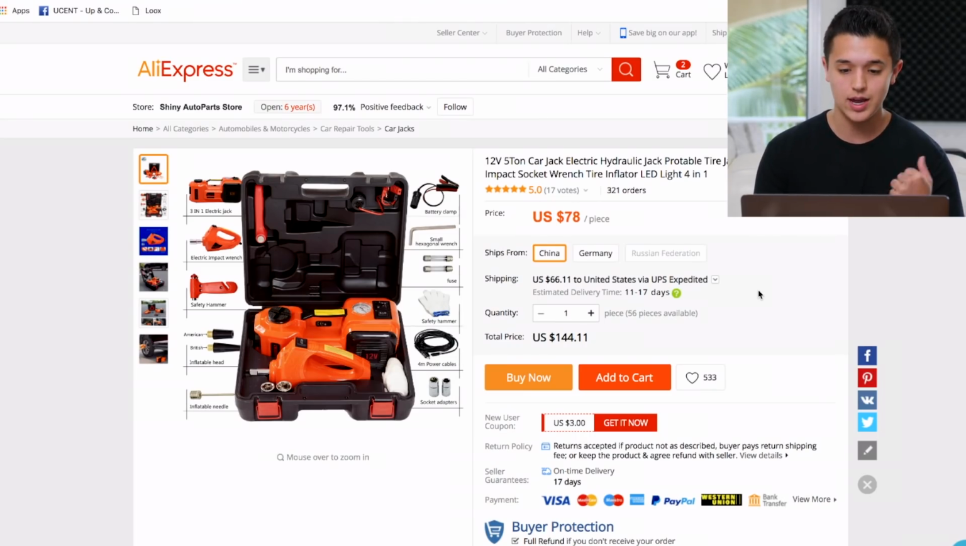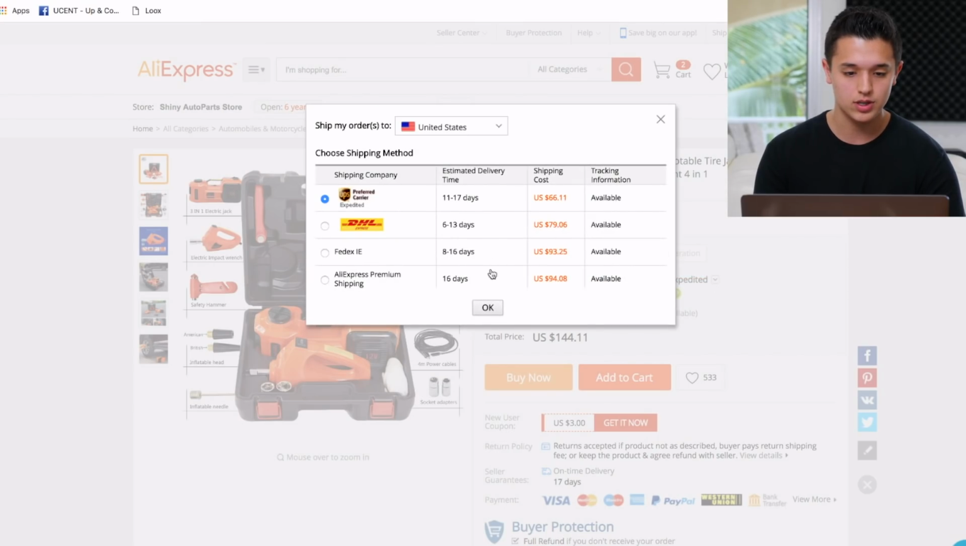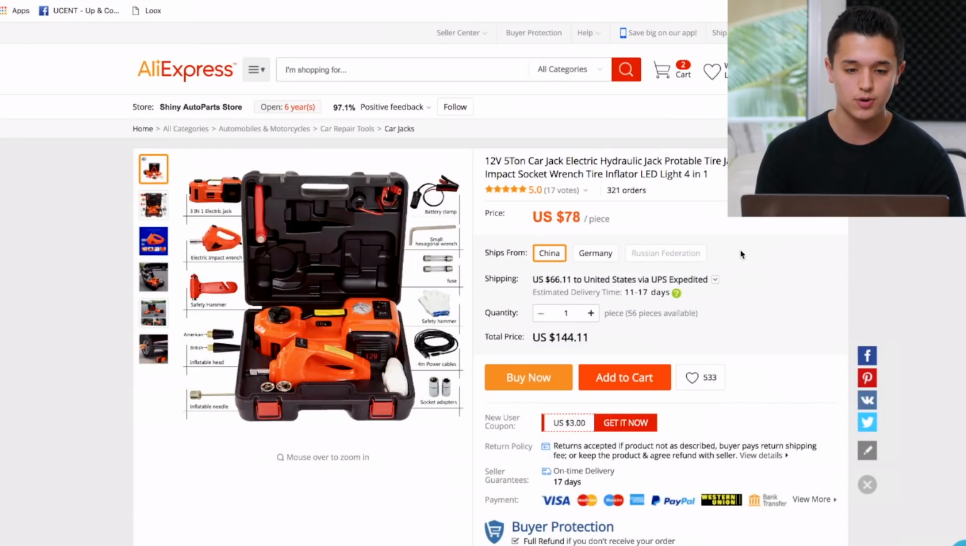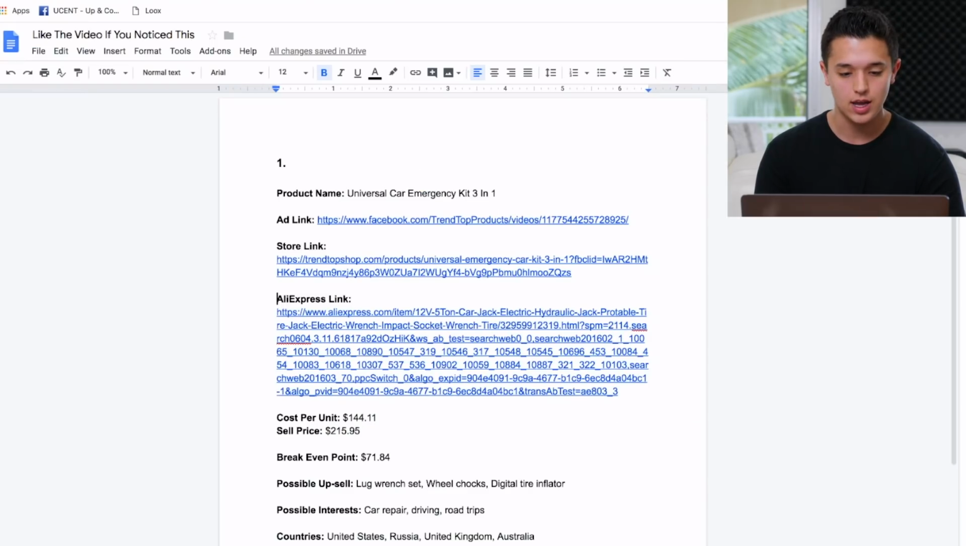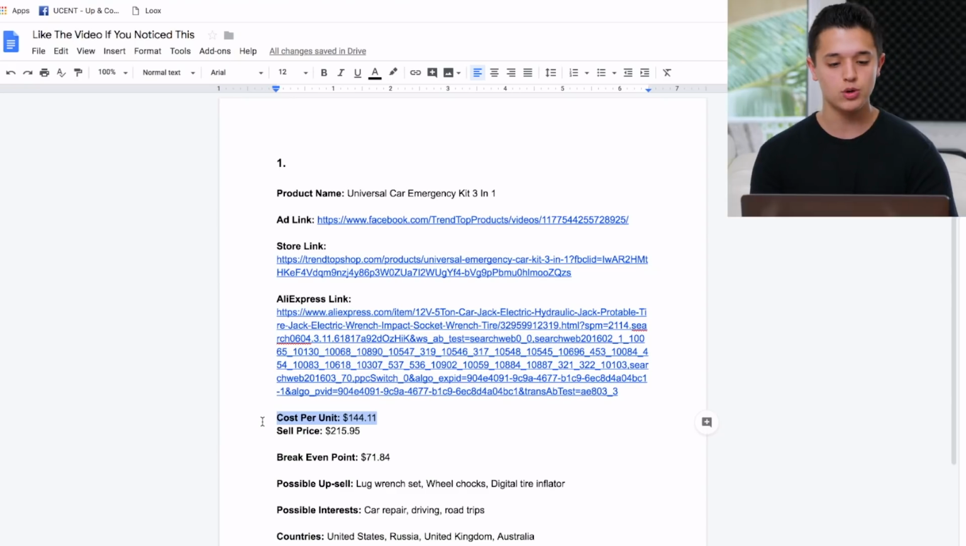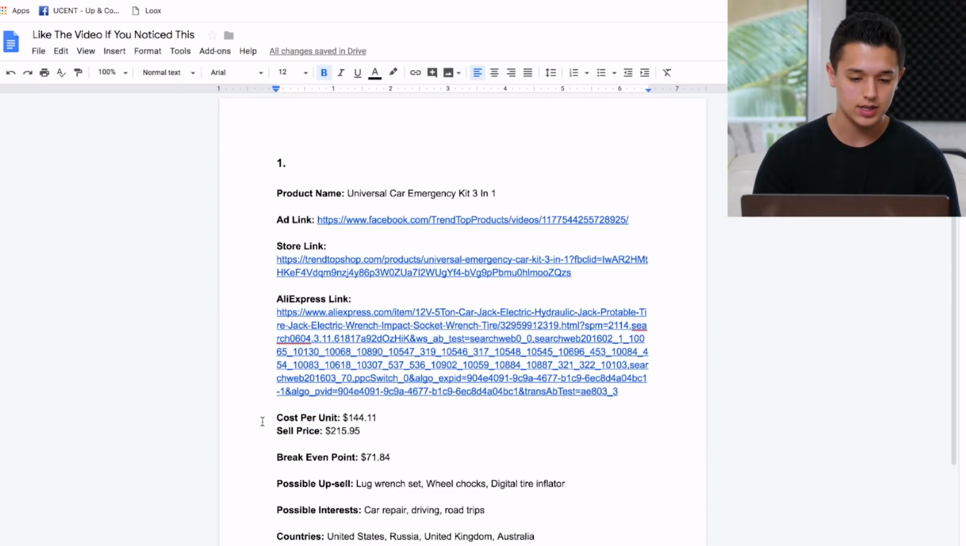But the good thing though is it has 11 to 17 day shipping, which does have tracking via UPS. So that's pretty good if you're selling this product. So I find the AliExpress link, I find the store link, I get the ad link, and then I break down the cost per unit. So if we added the shipping and everything, it's $144.11 per unit.